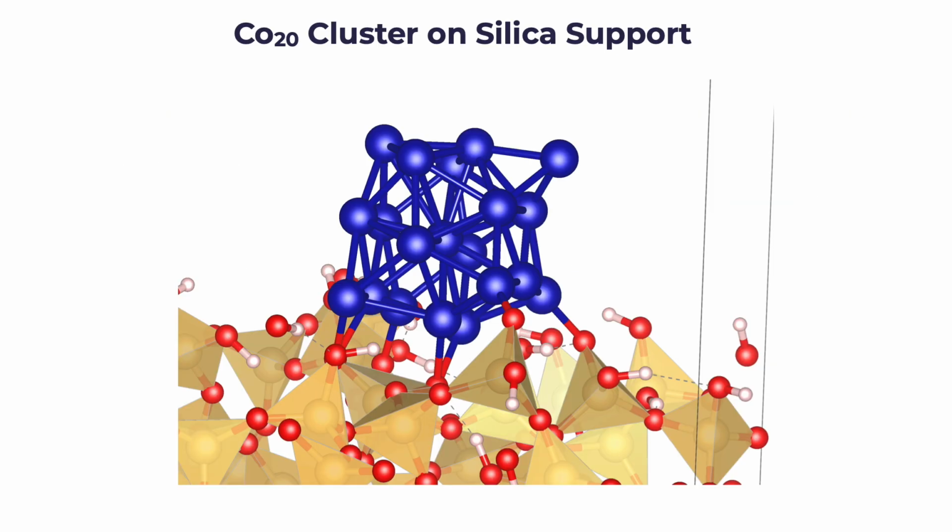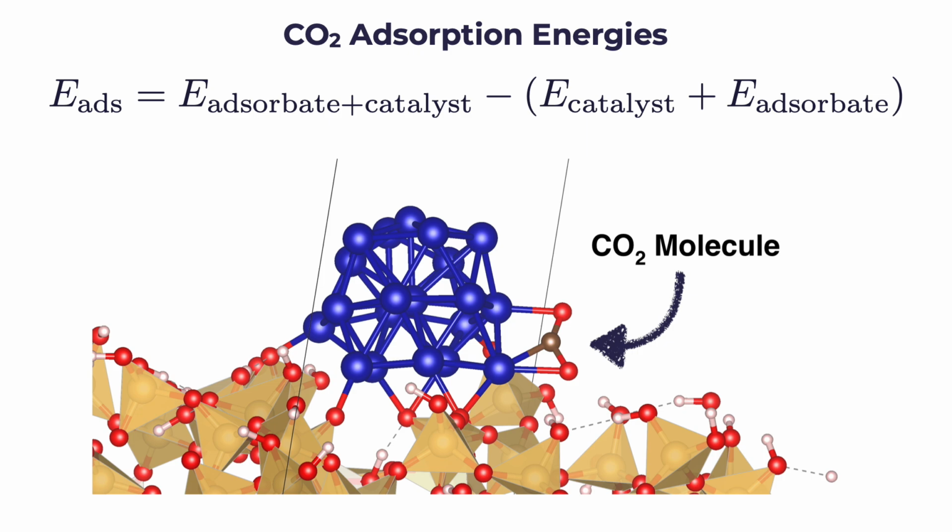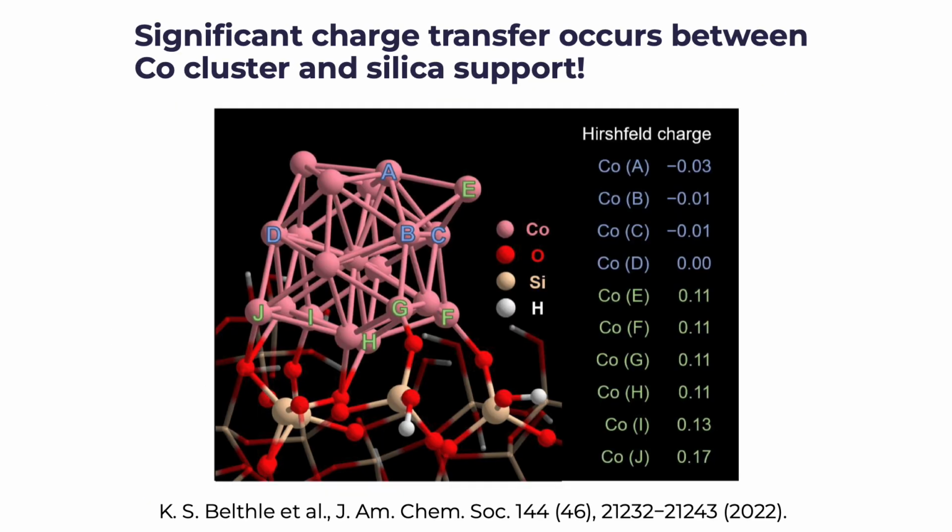Next, we place the cluster on an amorphous silica support to create a model catalyst, as done in the reference publications. Finally, we calculate CO2 adsorption energies at different cobalt sites to predict the reactivity. Throughout these steps, we pay special attention to spin polarization, which is critical for magnetic materials like cobalt. And we use a Hirschfeld charge analysis to analyze the electron transfer between the support and nanoparticle.